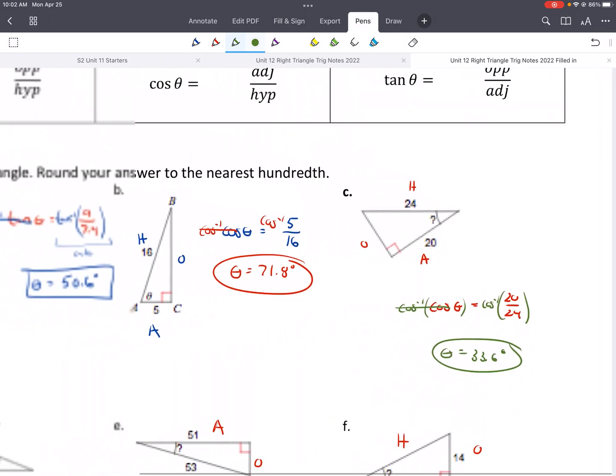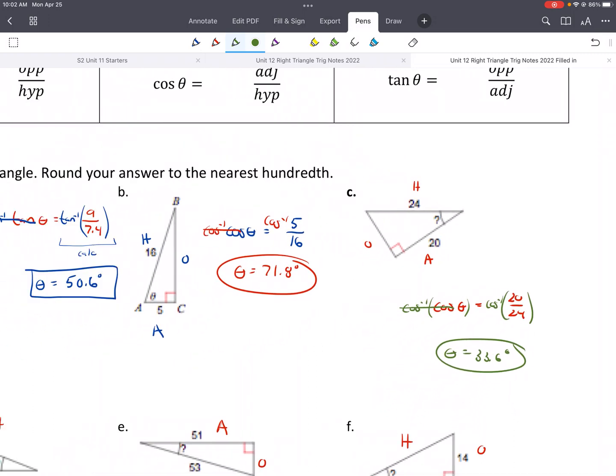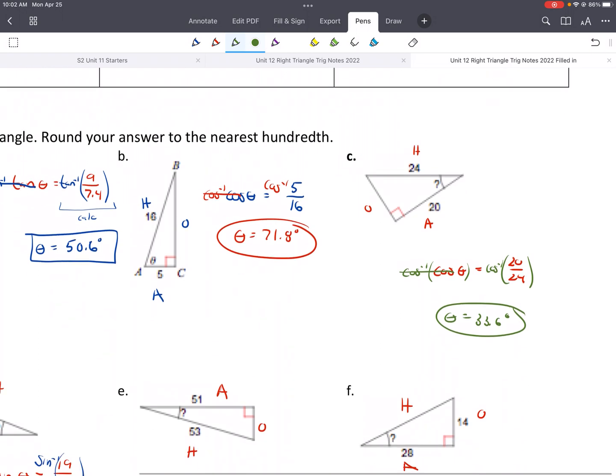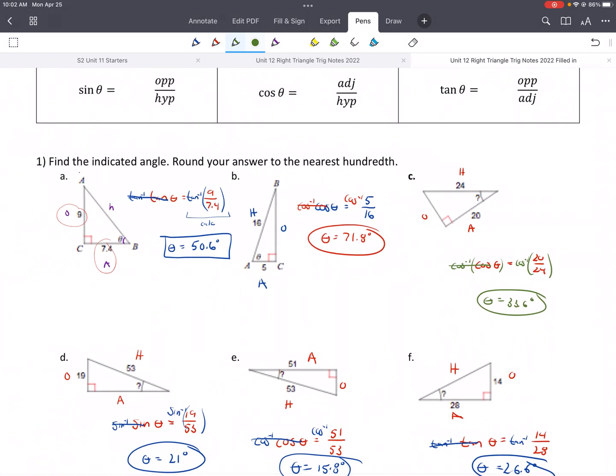I think on your homework, they're going to ask you to round to 1 decimal place, or the tenths place, so please do that. And again, if you have any questions, let me know. Make sure you check your odd answers to make sure your calculator is in the right mode and your answers are looking good.